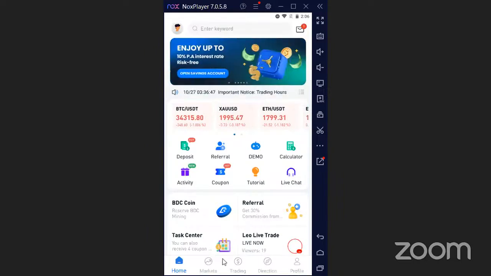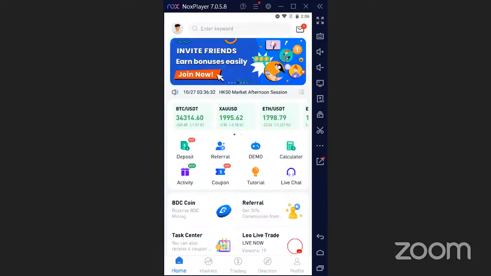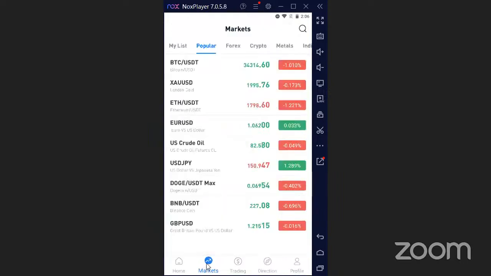So just come to markets. This is home right now. We have many options below here. So just click on market. This is the most important area, because this is where all the instruments or assets you want to trade are. This is where you're going to be selecting whatever asset or instrument you want to trade, then your order is going to get executed.